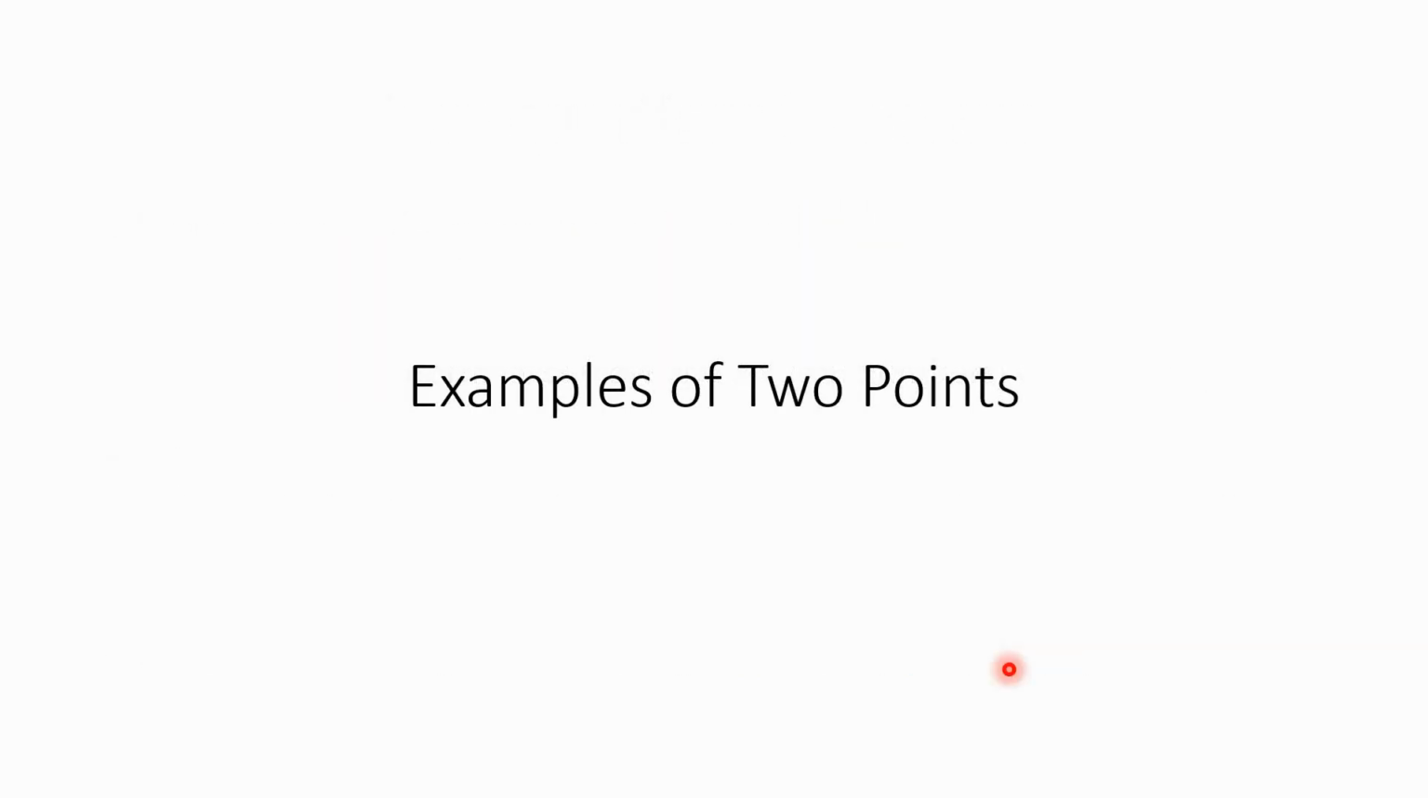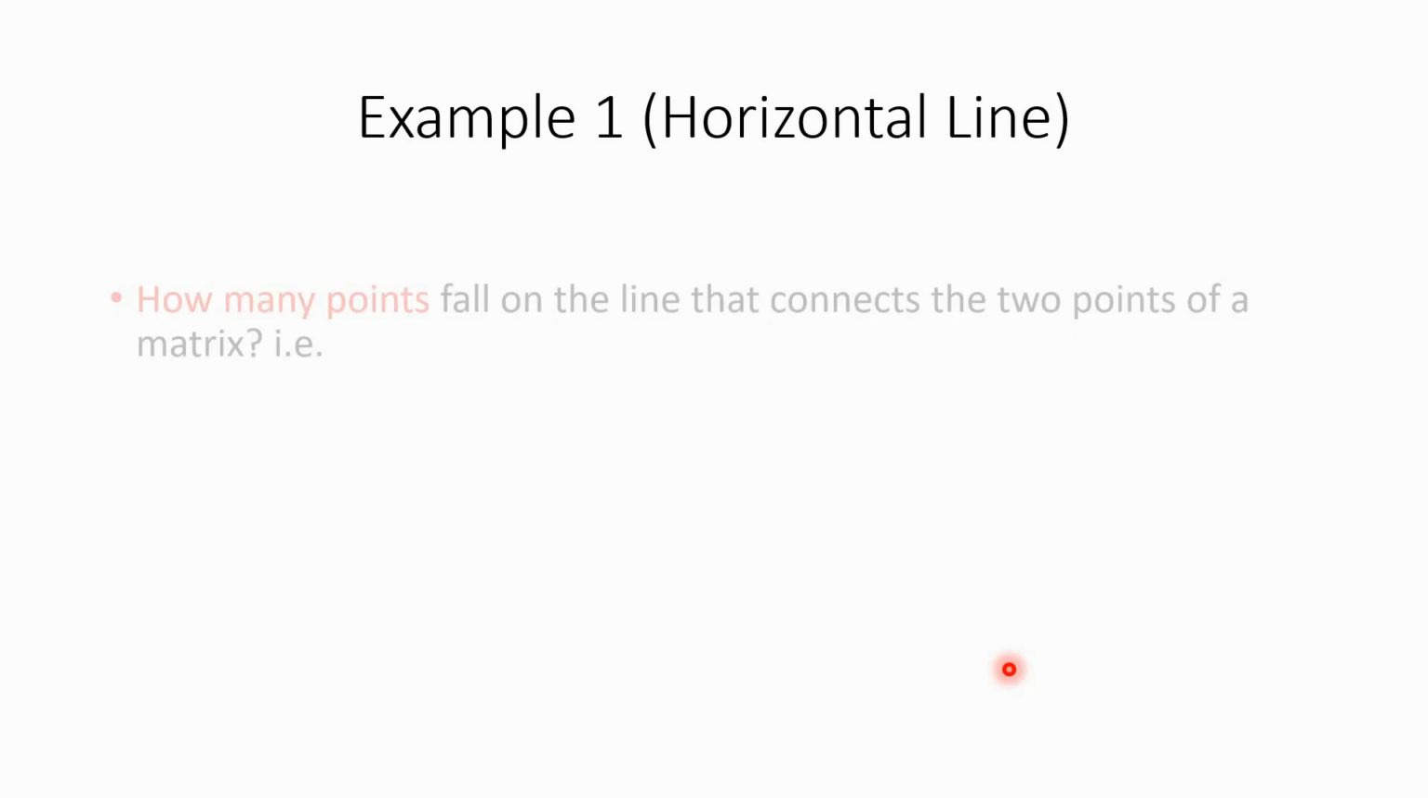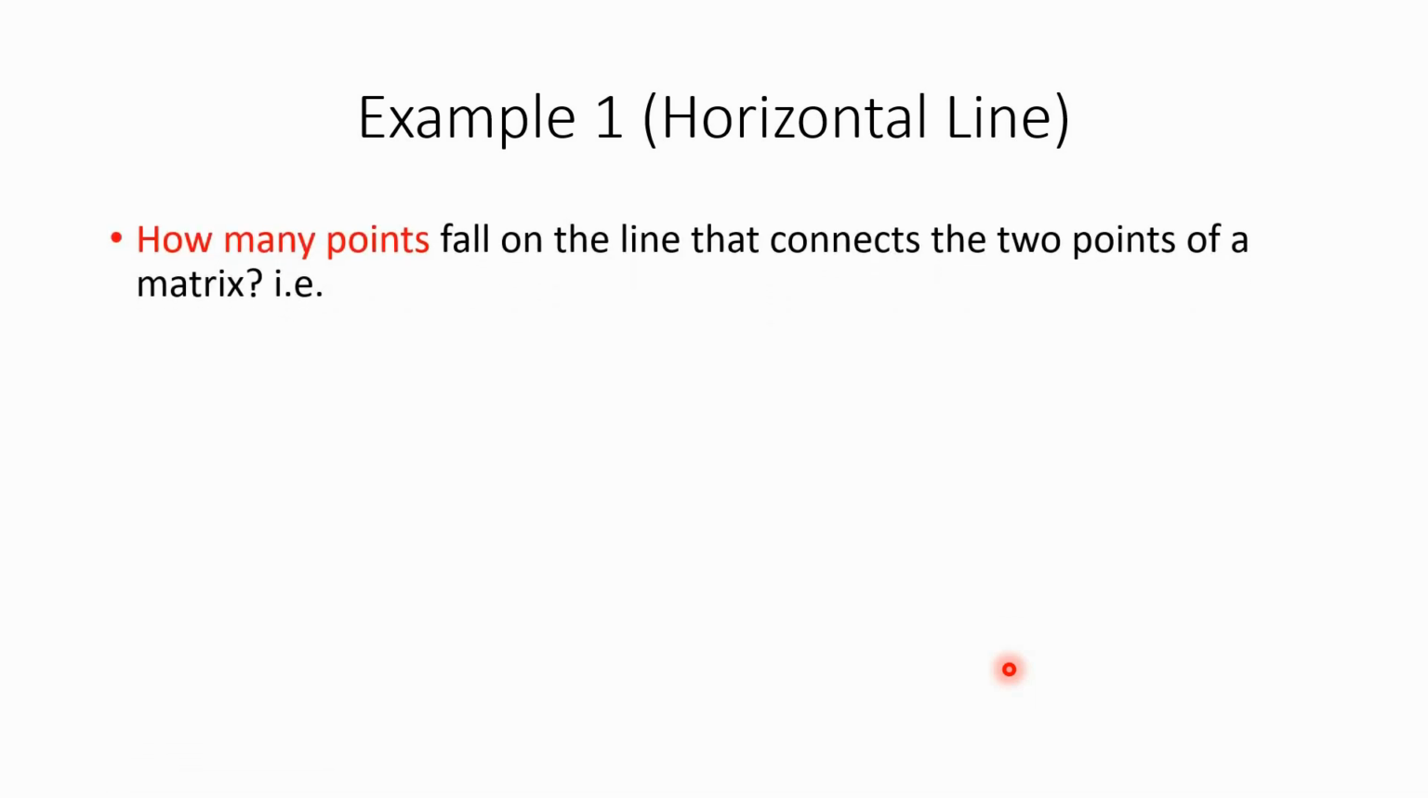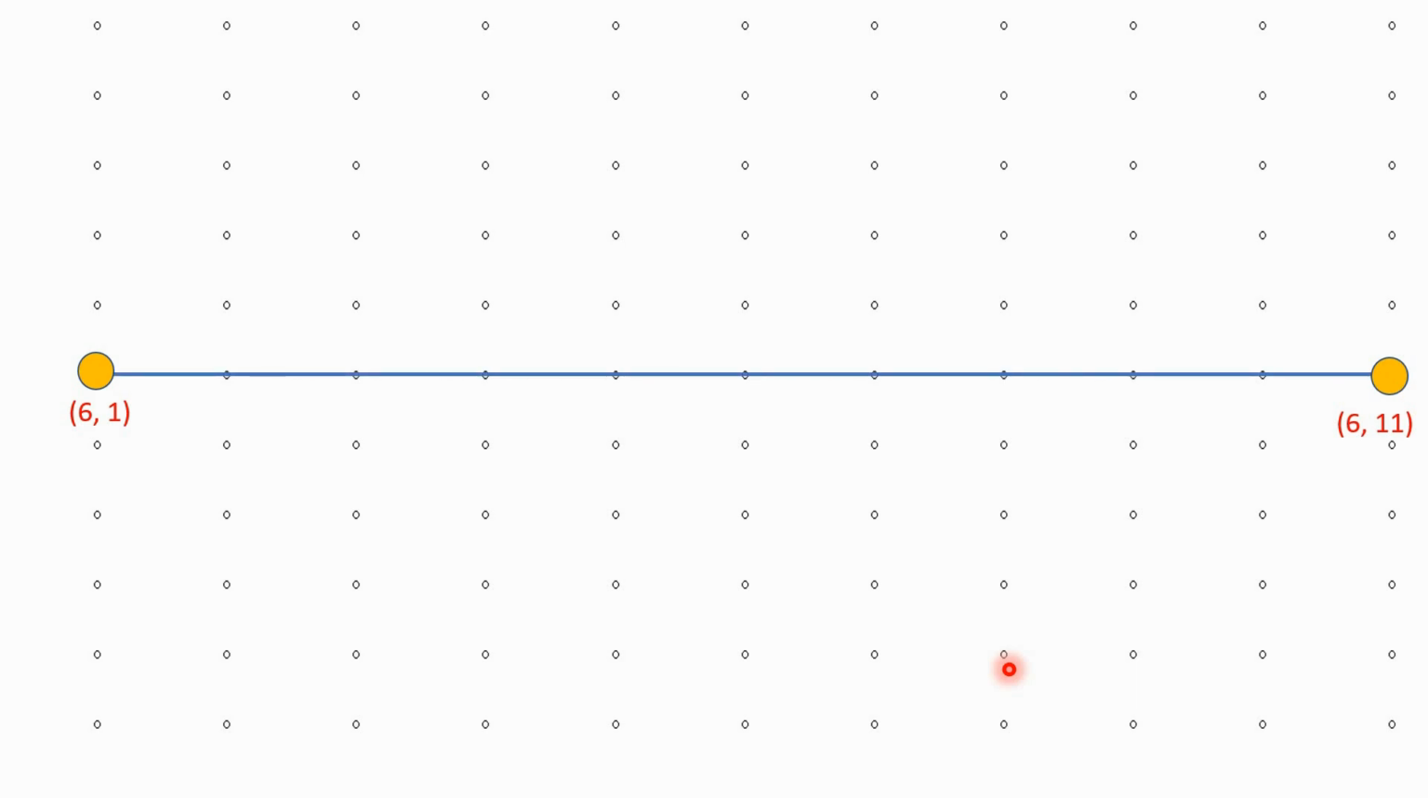Now let's take examples of 2 points. So first, the horizontal line. How many points fall on the line that connects the 2 points of a matrix? That is, for example, one point is at 6, 1, that is row number 6 and column number 1, and the other point is at row number 6 and column number 11. Then this is our first point, which is at 6, 1, and this is our second point, which is at 6, 11. Now let's connect this point with the last point and count the number of points on this line. We'll see that we have 11 points that fall on this line.